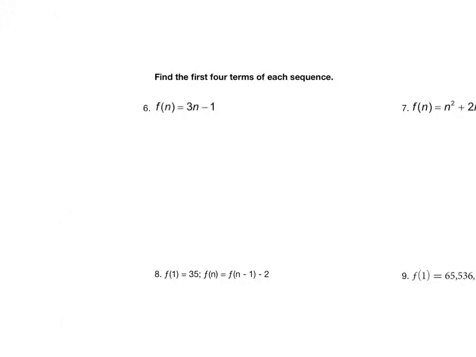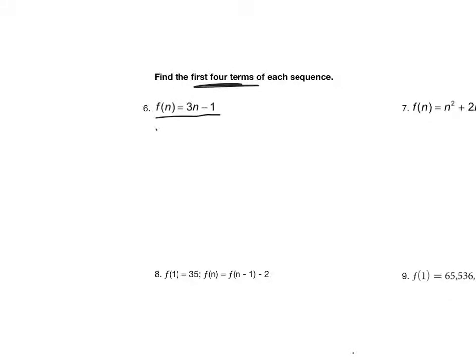Find the first 4 terms of each sequence. Okay? So it's not saying to find the 4th term. It's saying to find the first 4 terms. So even though this is an explicit rule here, you're actually going to have to find f of 1, f of 2, f of 3, f of 4, because it's asking for the first 4 terms.